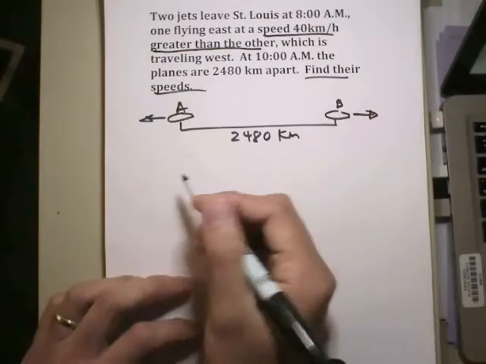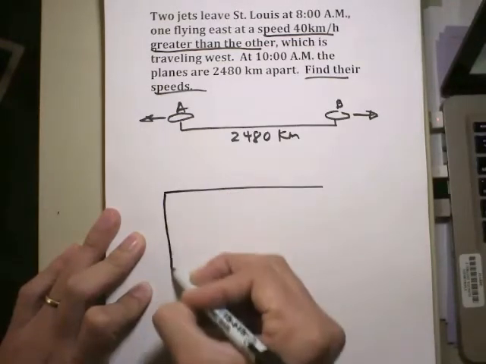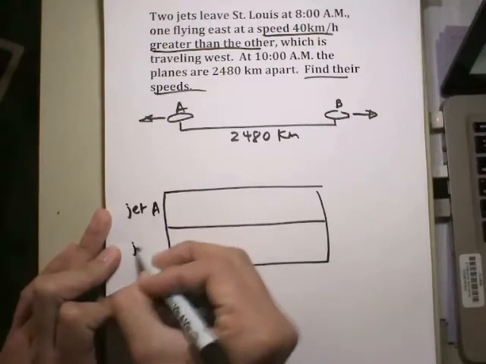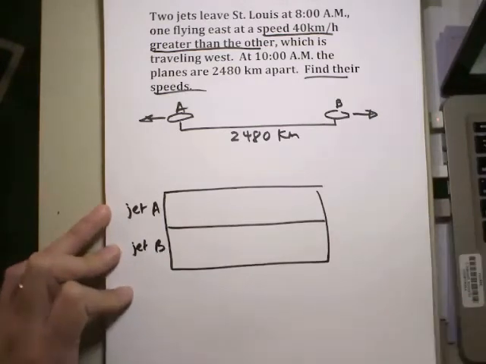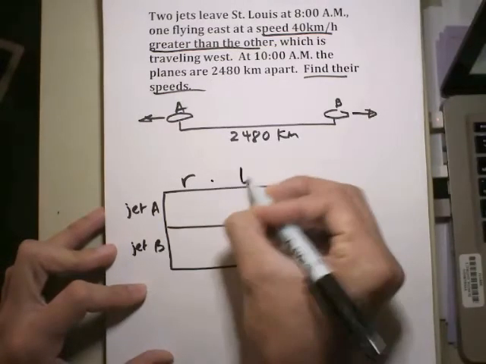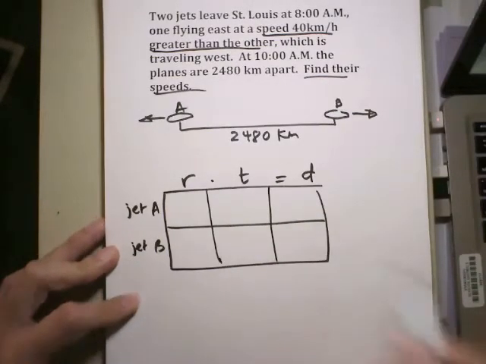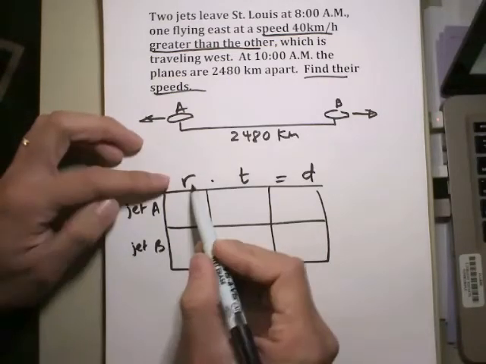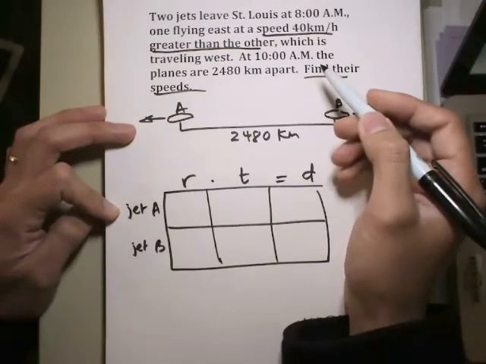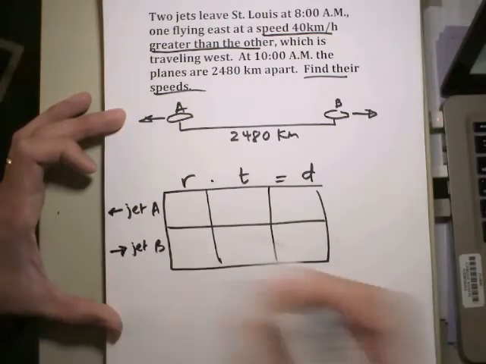Very similar to the investment problem. What you do is you want to create a table once again, just like this. Differentiate between jet A and jet B. And since we are using the D equals RT model, let's write it: the rate times the time equals the distance. So we have 3 columns this time. Let's take a look at the rate or the speed of jet A. Do we know the speed of jet A? Well, according to this, let's say jet A is the one traveling west, and jet B is the one traveling east.